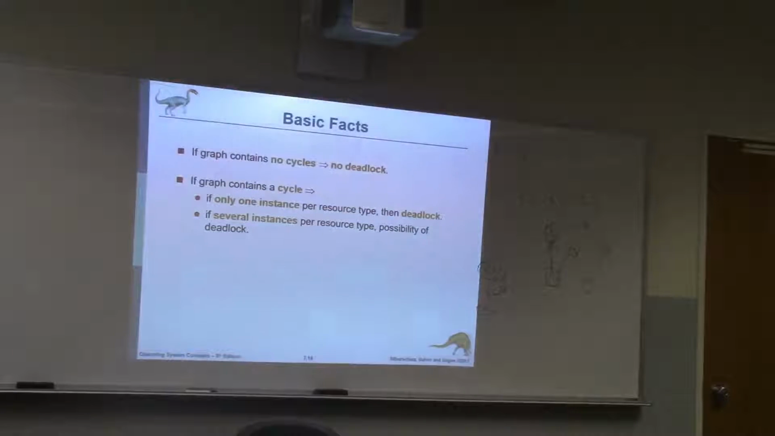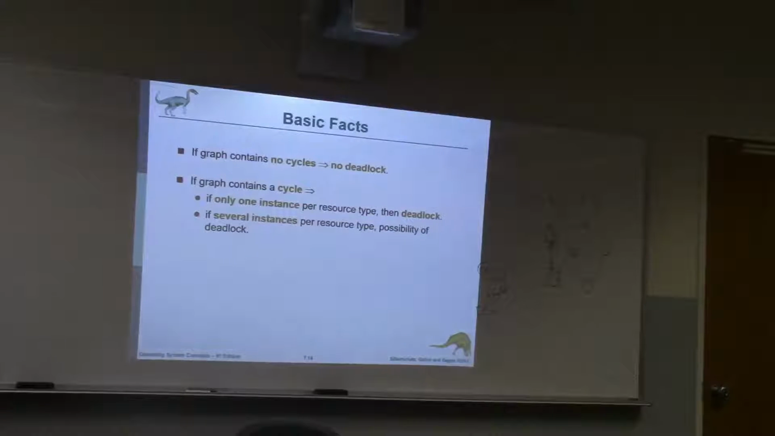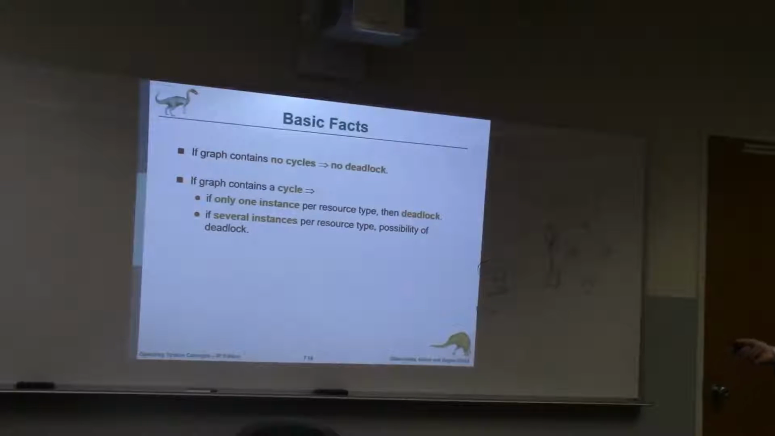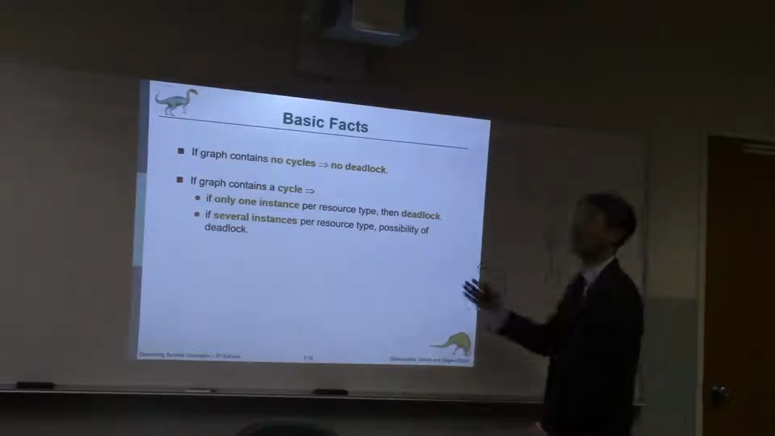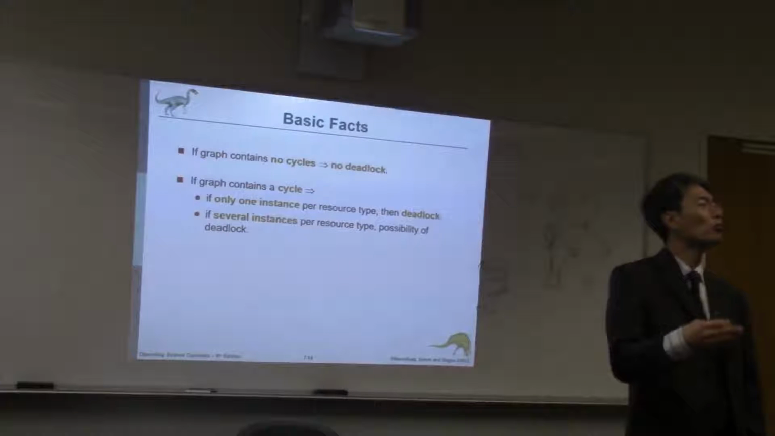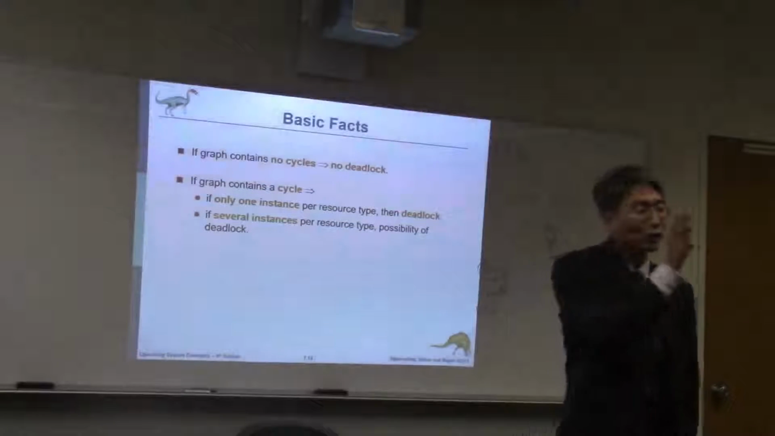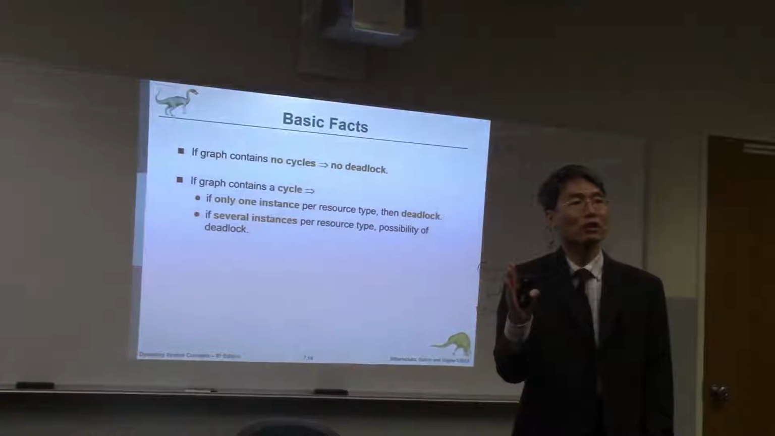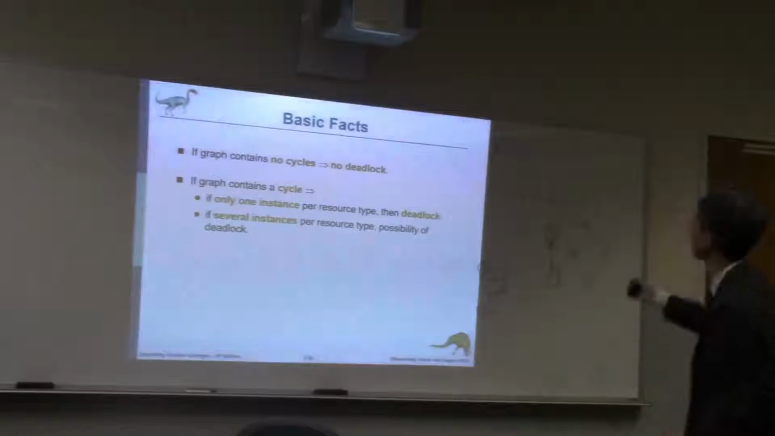So this is a basic fact of deadlock. No cycle, definitely no deadlock. However, if we can find a cycle in the graph, that may cause a deadlock. Usually in the one-instance case, it's definitely a deadlock. With multiple instances it's possible, and because of that it's much more complicated. It's sometimes a waste of resources. Even detecting the deadlock is time consuming and needs a lot of resources.